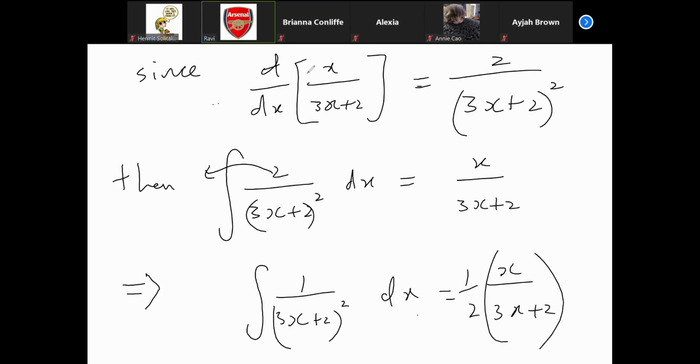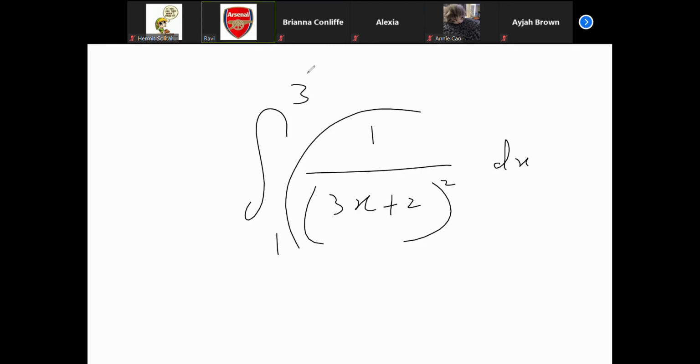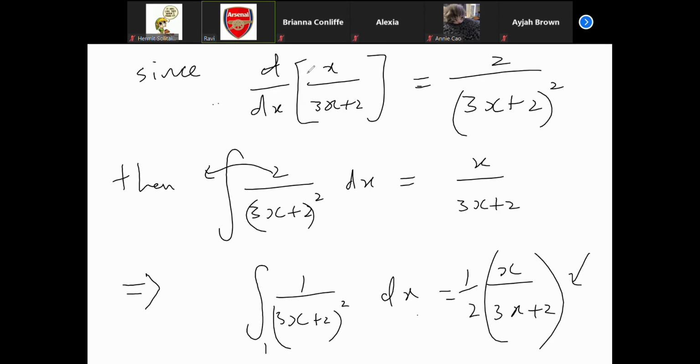So the question said to find the integral from 1 to 3 of this function. When I integrate, what you get is simply x over the square root of x squared plus 3. So all I have to do now is stick in my limits from 1 to 3, times one third. Let me write it neatly, sticking my limits from 1 to 3.